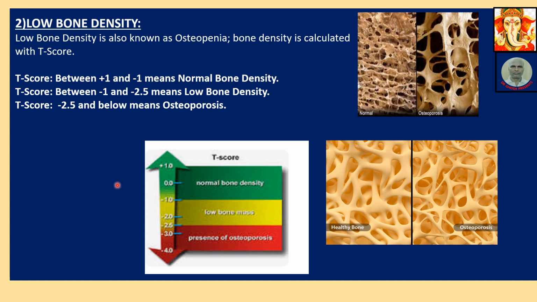This T-score has been demonstrated here graphically. This is normal, +1 to -1, then -1 to -2.5 low bone density, then -2.5 and lower and lower shows presence of osteoporosis. The same picture is shown here above. This is healthy bone and this is osteoporotic bone. Another picture.